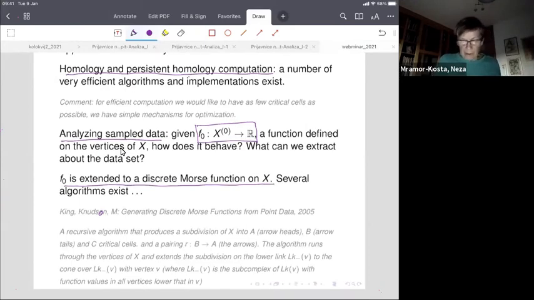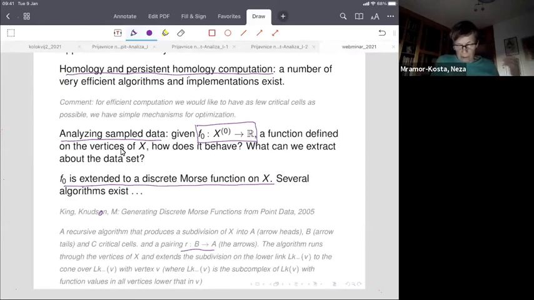This particular algorithm that we came up with is a recursive algorithm which produces a subdivision of X into three classes A, B, and C: the arrowheads A, the arrow tails B, and the critical cells C. These are the ABC cases that I talked about in the beginning. And then, of course, we need a pairing which describes the specific arrows, a pairing which associates an arrow tail to its arrowhead. So the algorithm is recursive.